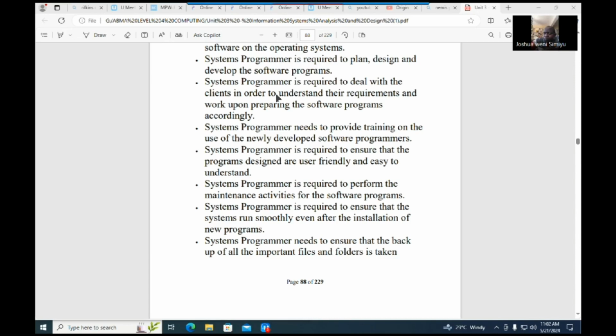Again, the other role of a programmer is to give training. He's going to give training on the use of the newly developed software programs. You don't just develop a software and stop there. He will need to train people how that software is used. So that is another role.